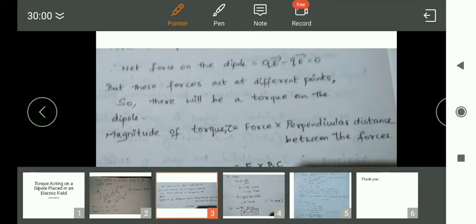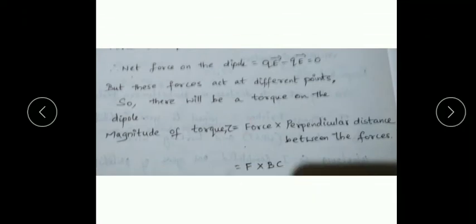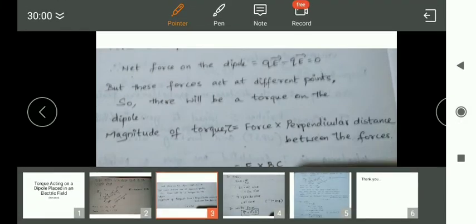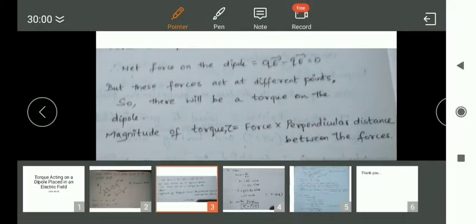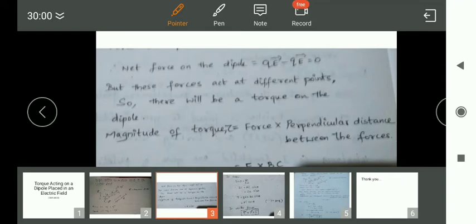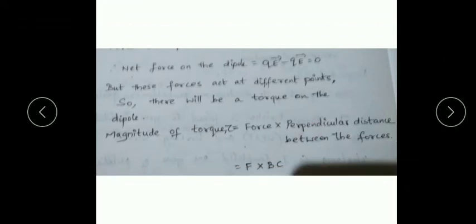So this tau equals force into perpendicular distance between the forces. Force into perpendicular distance between the forces. Not the actual distance between the forces. The distance should be perpendicular. Perpendicular distance between the forces.